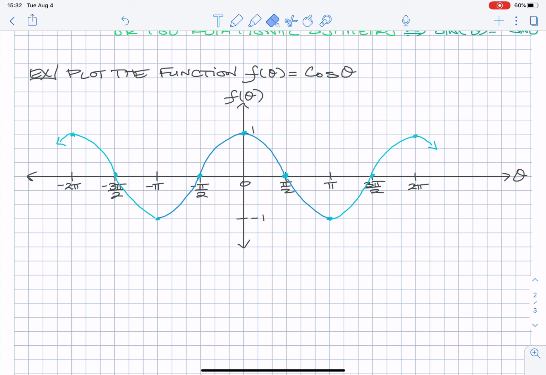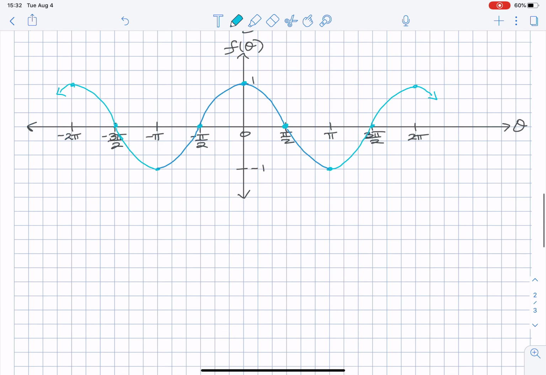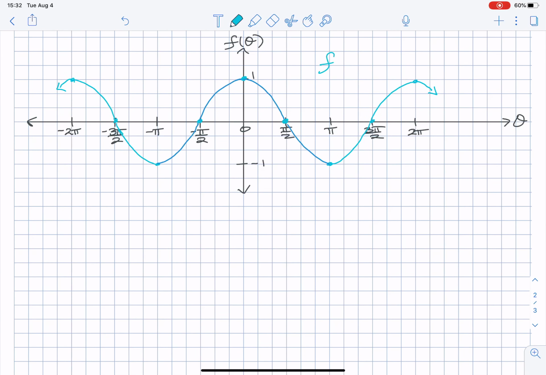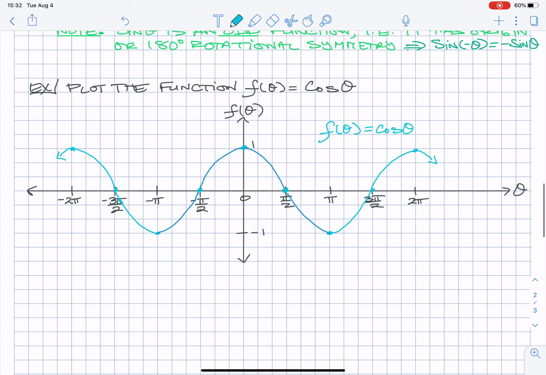Actually, this part does not look that great. Let me draw that a bit better. A little more curvy, not so sharp. Okay, so there we are. So this is the graph of, did I write f of theta? Yeah, I did. So let's write it here. F of theta is equal to cosine of theta.